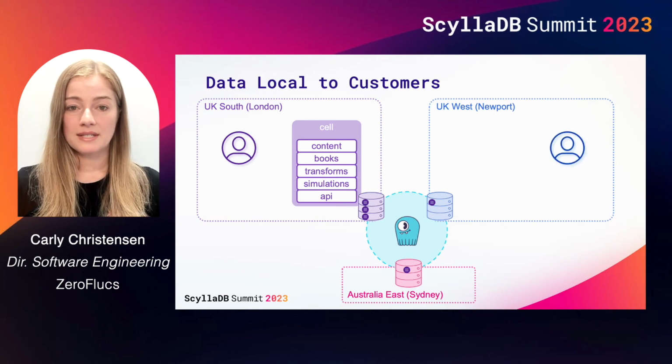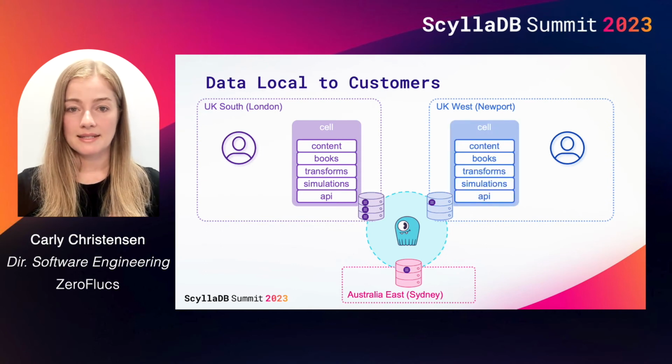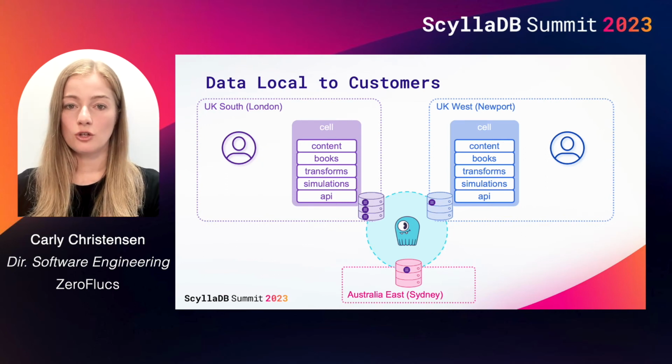Let's say we similarly have a customer in the Newport region. We would place a cell of our services in that region, and all of that customer's interactions would be contained within the Newport region, so they also have low latency.